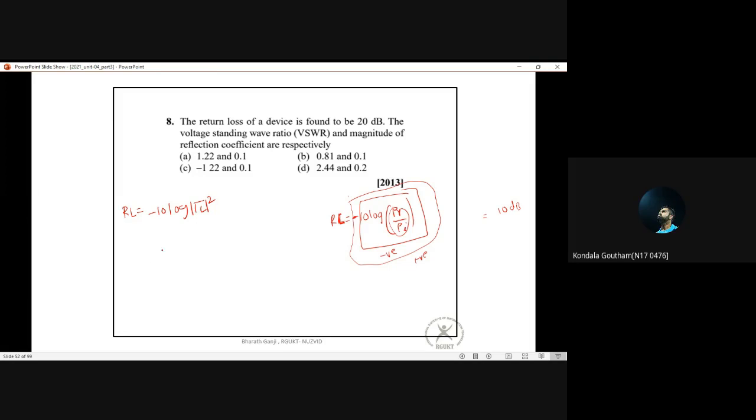0.1. Yeah, it is a 0.1. So tau L is 0.1. Okay, if it is 0.1, you exactly get the answer of 20 dB. So modulus of tau L is given 0.1. I think there are 3 answers related to it, and I can eliminate one answer from here.